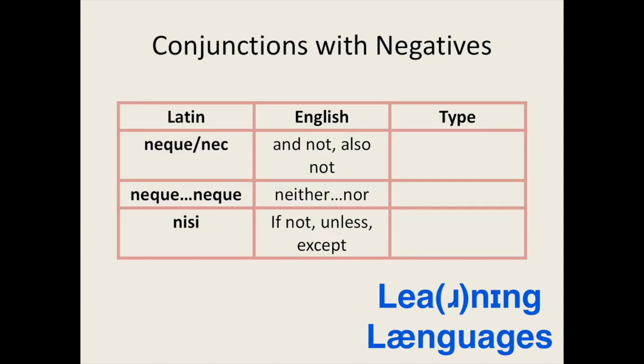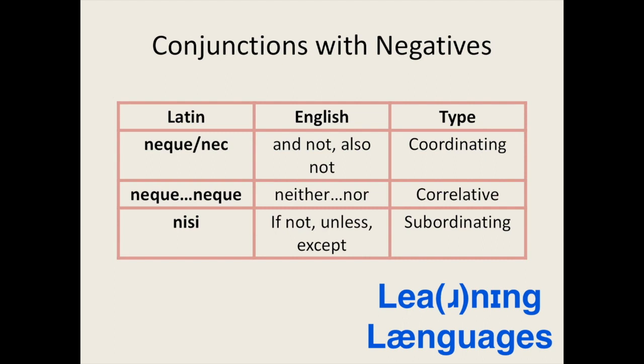Here are three conjunctions which are formed using the prefixes ni and ne. Neque, and its alternative form nec, which mean and not, or also not. Neque neque, meaning neither nor, and nisi, meaning if not, unless, except. Recall the types or categories of conjunctions we discussed in the previous lesson. For each of these conjunctions, can you decide if it is a correlative, coordinating, or subordinating conjunction? Neque and nec are coordinating conjunctions. Neque neque is a correlative conjunction, and nisi is a subordinating conjunction.